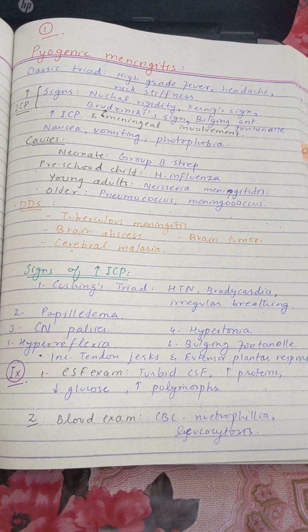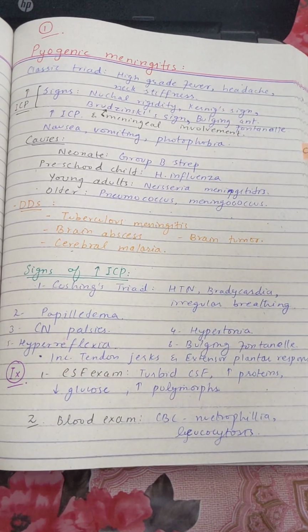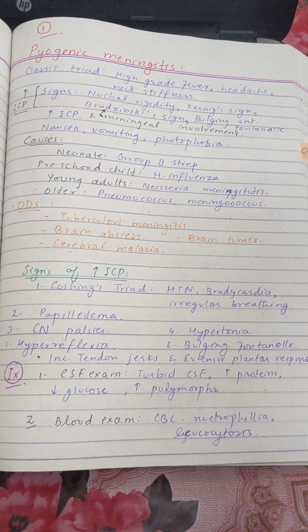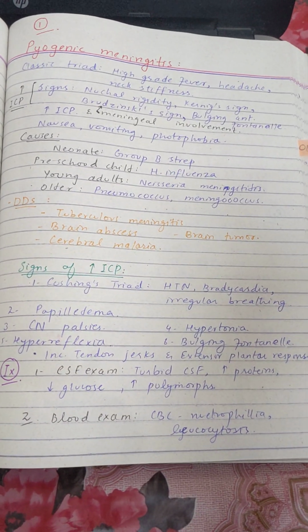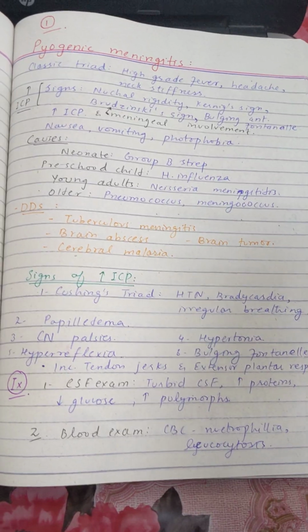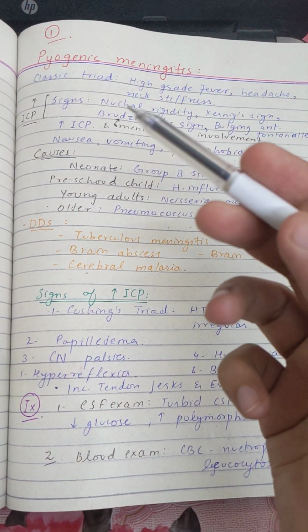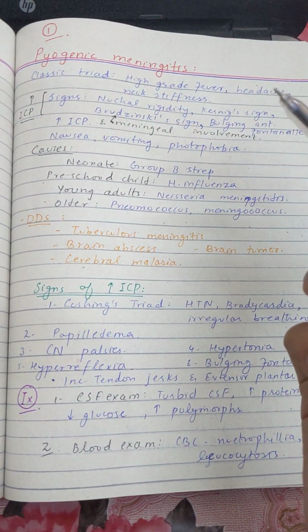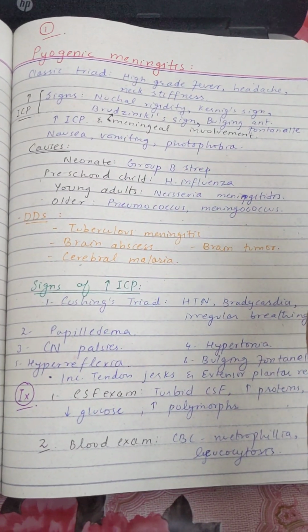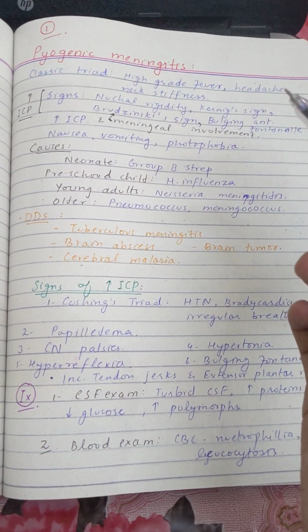Okay, so in this video, we'll take a look at pyogenic meningitis and tuberculous meningitis, which are the two important types of meningitis in children. In pyogenic meningitis, the classical triad of high-grade fever, headache, and neck stiffness will be seen, and these will be the symptoms in the child.